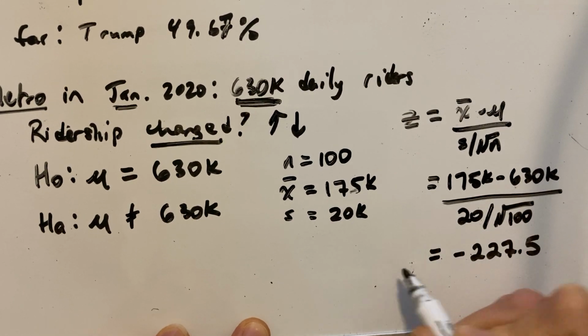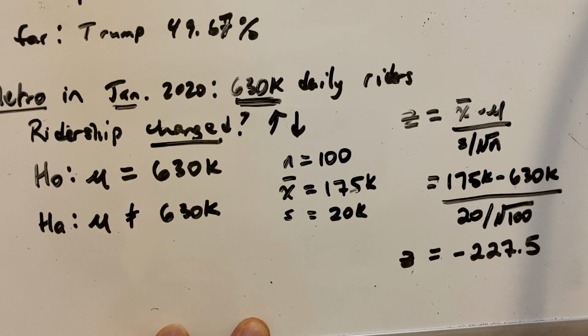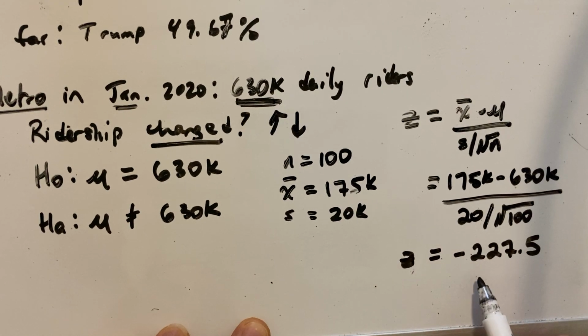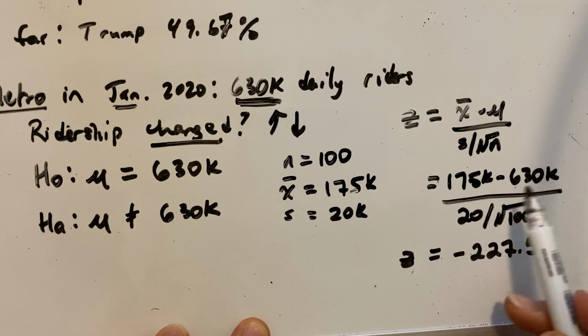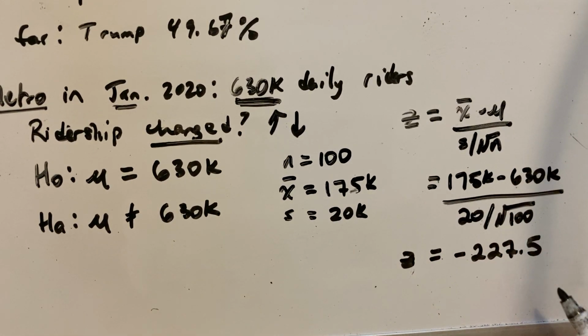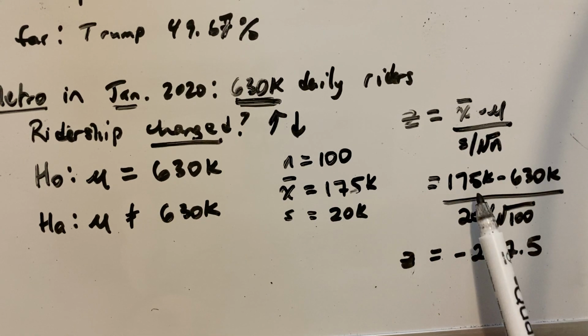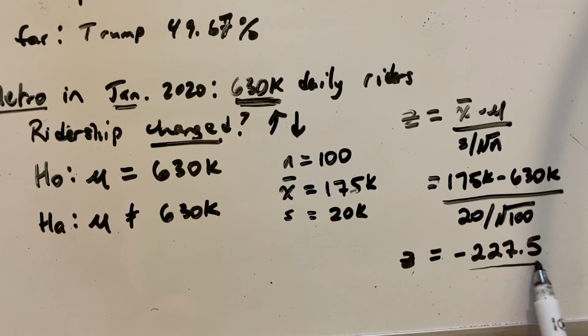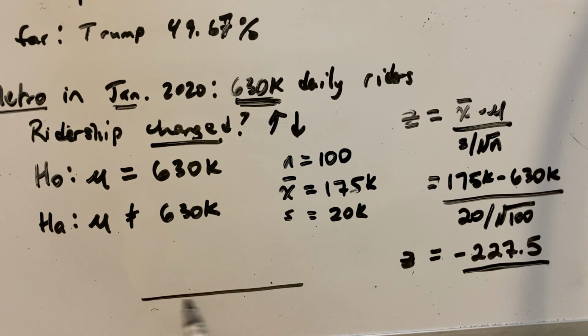So what is this number telling us? This z statistic says that if we're going to put this on a normal scale, in a normal distribution where we have a mean of 0 and a standard deviation of 1, our observation is 227 standard deviations below the mean.